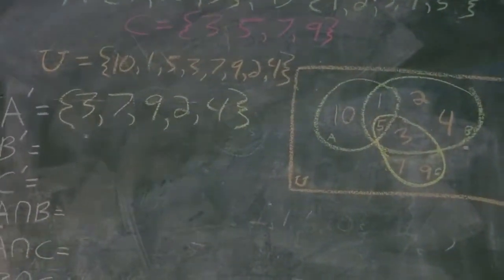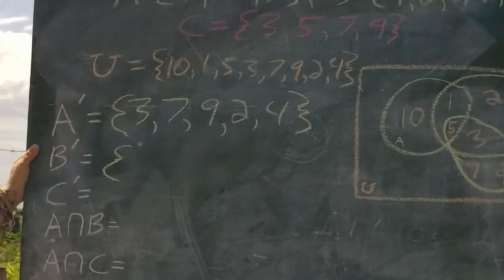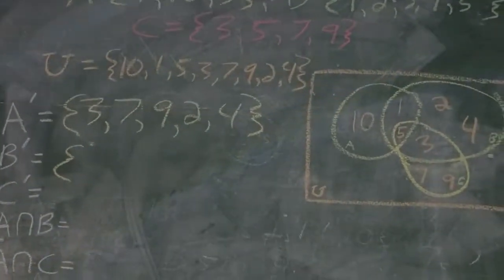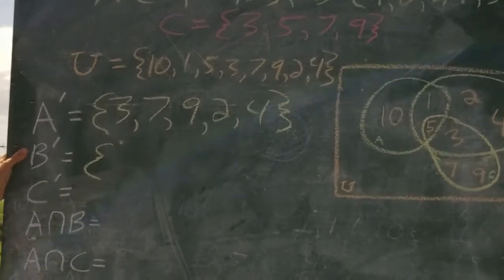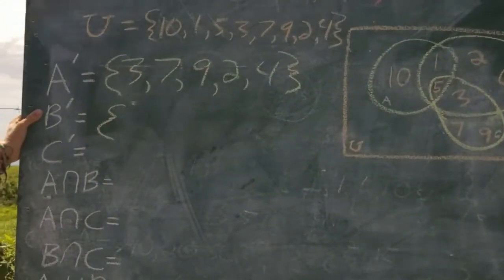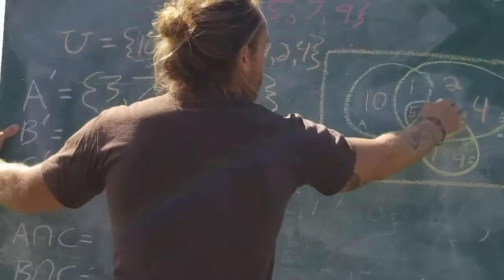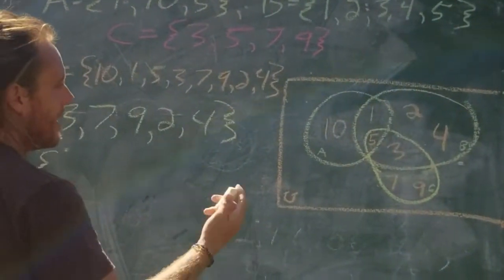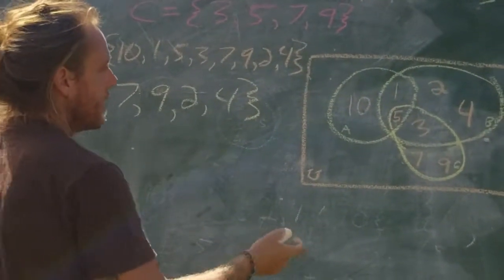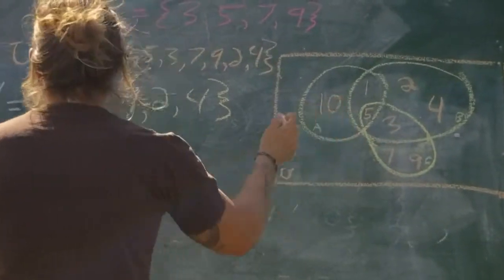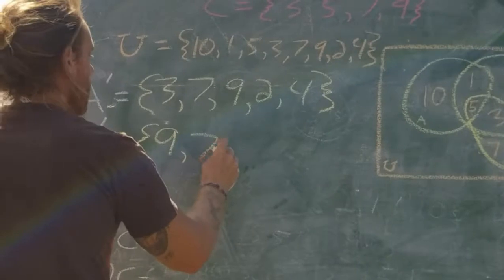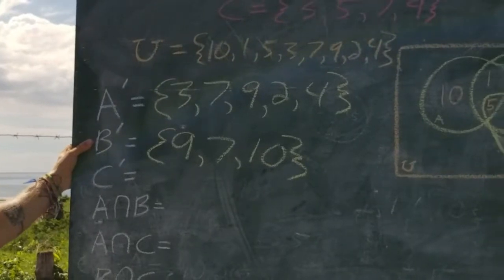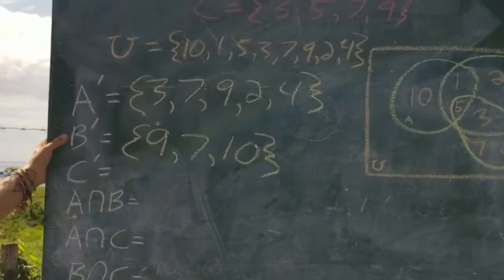All right, let's try the same thing with the complement of B. So the complement of B will be all the elements of the universal set, with the exception of those elements in B, or all elements not in B. So here we have B. We have the elements 3, 5, 1, 2, and 4. All other elements in the universal set that are not contained in B are 9, 7, and 10. So the complement of B consists of the elements 9, 7, and 10.